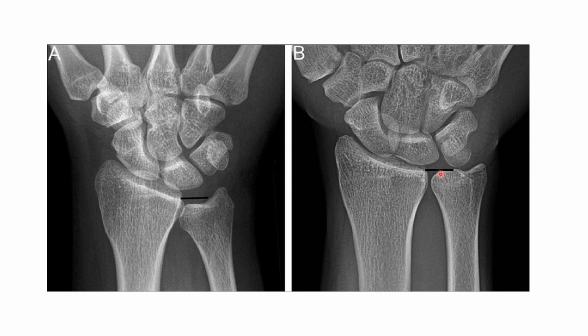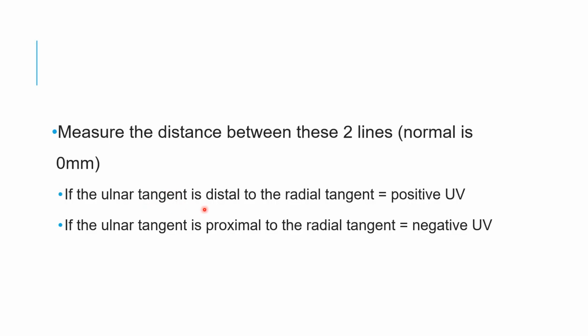If the two lines are at the same level, that is zero variance. If the radial line is distal and the ulna is proximal to this line, that means a negative ulnar variance. If the ulnar tangent is distal to the radial tangent, that means positive ulnar variance. If the ulnar tangent is proximal to the radial tangent, that means it is negative ulnar variance.